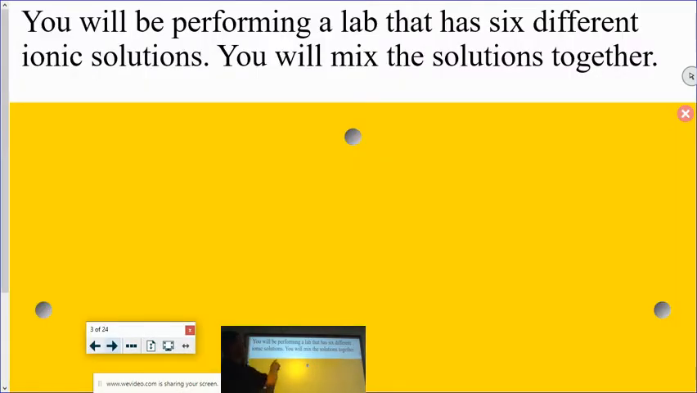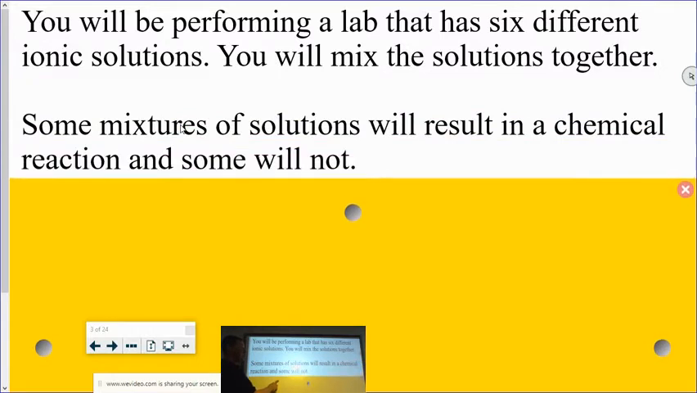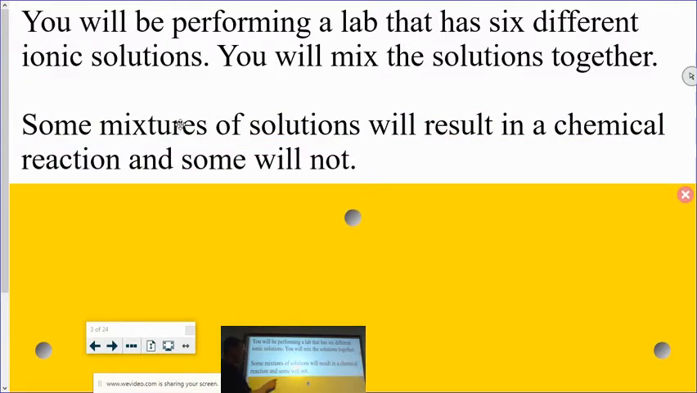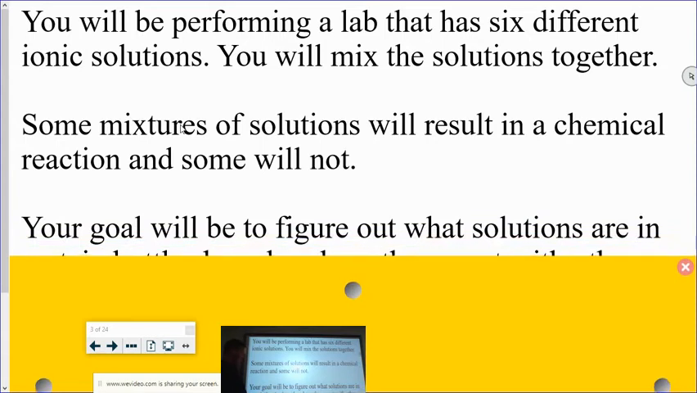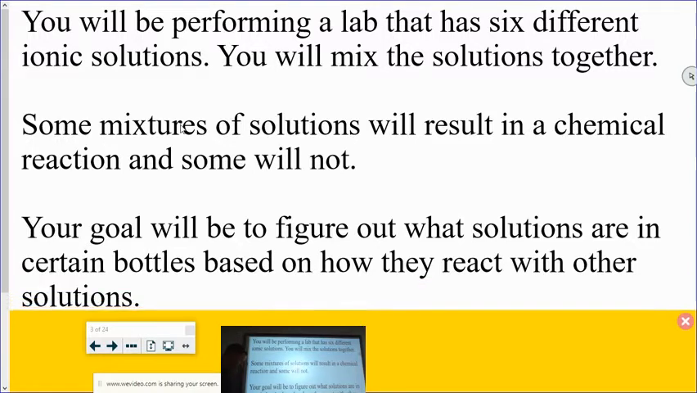So you'll be performing a lab with 6 different ionic solutions. You'll mix those solutions together. Some of the mixtures will result in a chemical reaction and some will not. Your goal will be to figure out what solution is in each of the bottles based on how they react with each other.